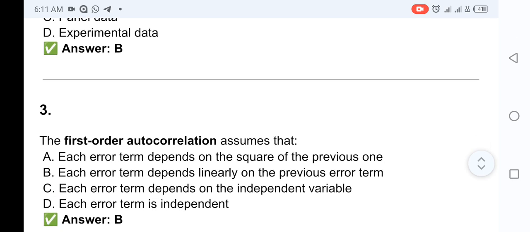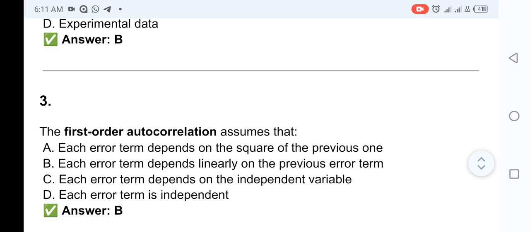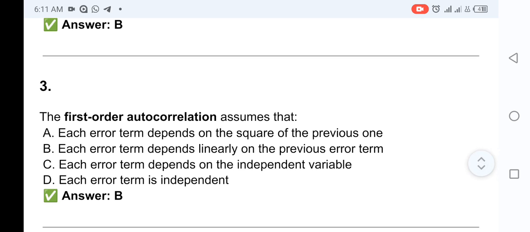3. The first-order autocorrelation assumes that: A. Each error term depends on the square of the previous one, B. Each error term depends linearly on the previous error term, C. Each error term depends on the independent variable.